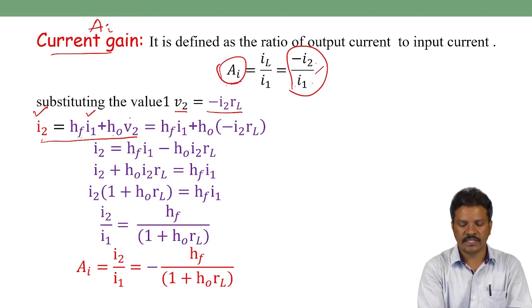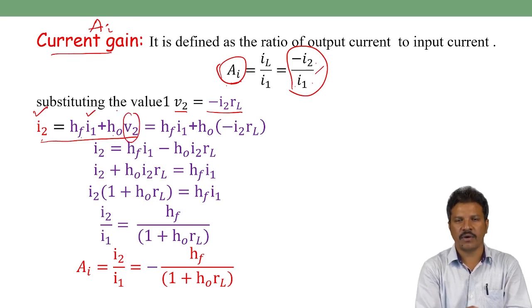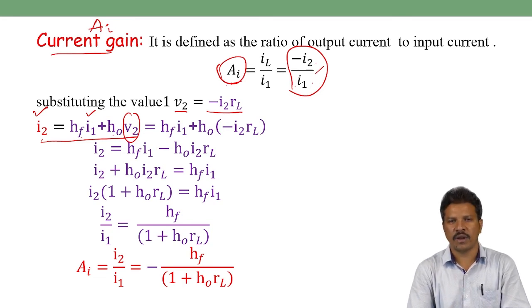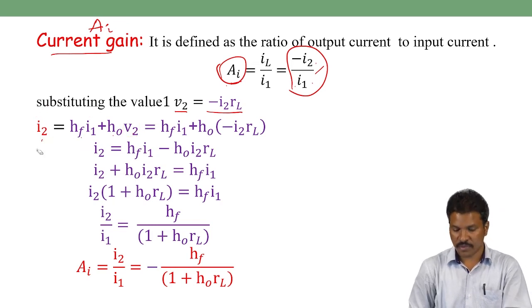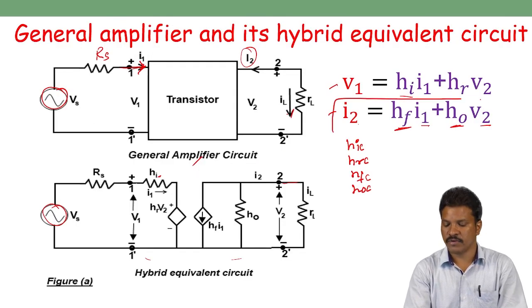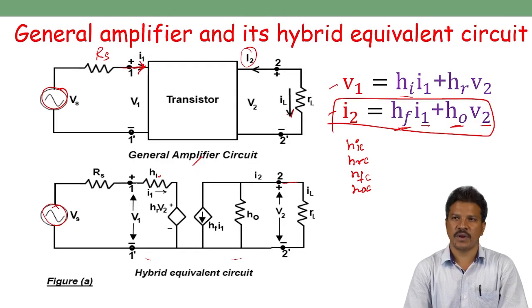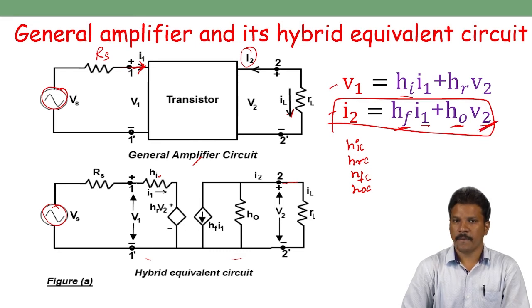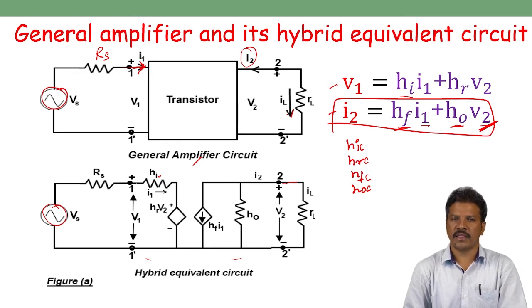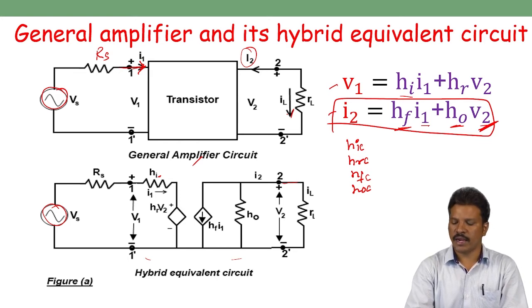So when we replace this V2 term in terms of I1 or I2, then we can easily extract that ratio of I2 by I1 so that we can find out the current gain. So consider the second equation of the two-port network: I2 is equal to HF I1 plus H0 V2. In order to find the current gain, we write this V2 term in terms of I1 or I2, so the entire equation is represented as the ratio of I2 by I1.